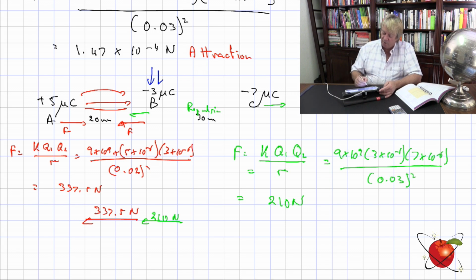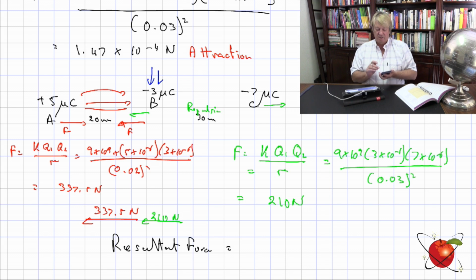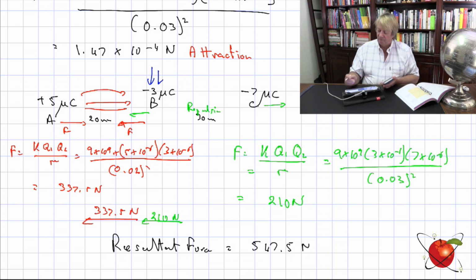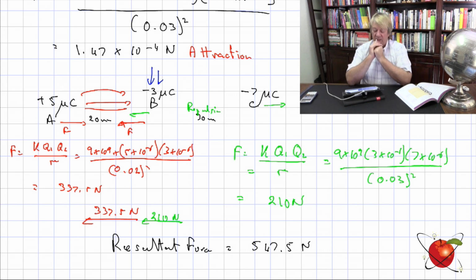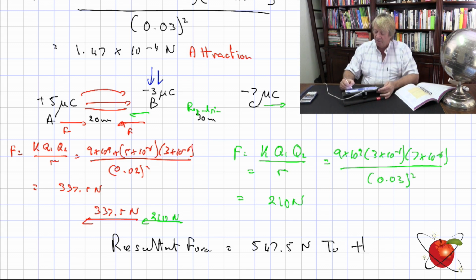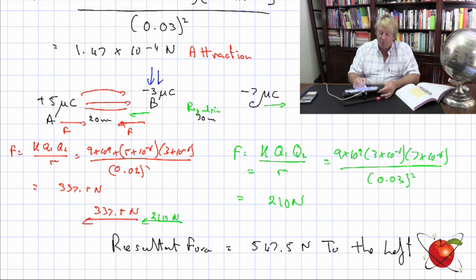So therefore, we've got a resultant force equal to 337.5 plus 210, which is equal to 547.5 newtons. Okay. To the left, because this point B is going to go shooting off that way, isn't it? And yeah, it could hit that one, equalize charge, be bounced backwards and forwards. Okay. So that is a resolution to get a resultant force. Yep, F equals ma would come into that, but we're not going to go there at the moment.